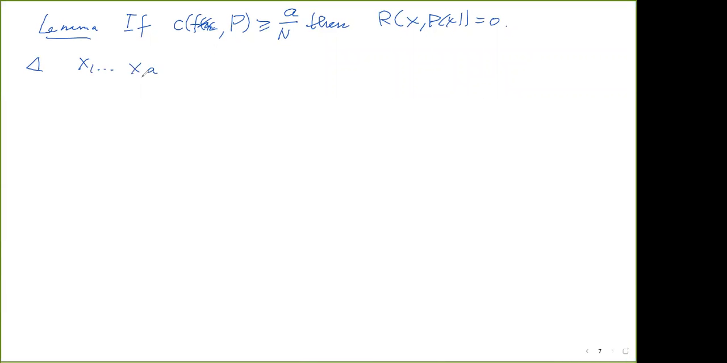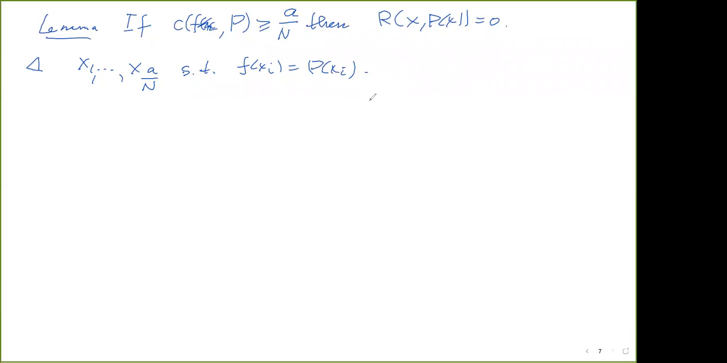If the number of positions where f of x and p coincide is larger than or equal to a over n, then R of x, p of x is 0 as a polynomial. And this is proven as follows. So we know that there are certain, say, x1, ..., x a over n points such that f of xi and p of xi coincide.